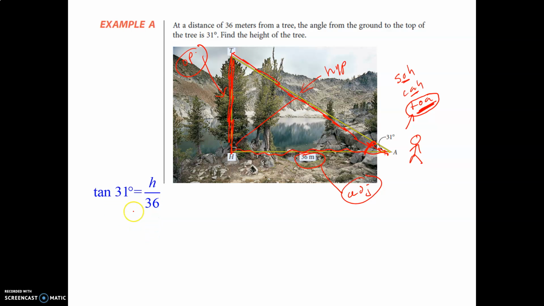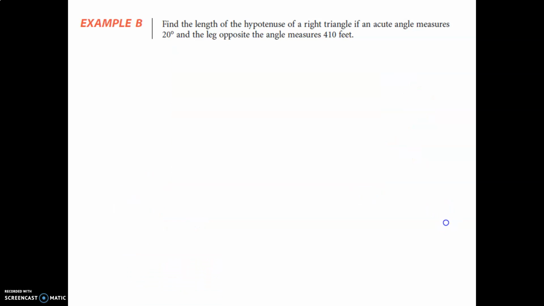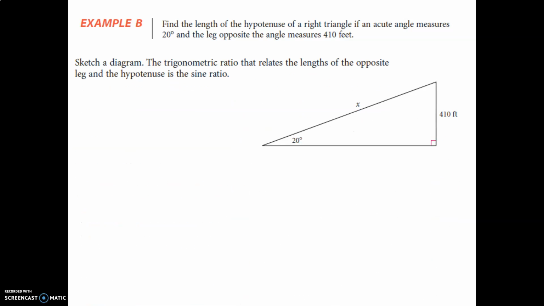So the tangent of 31 degrees is the opposite over the adjacent. The opposite is the height of that tree. I don't know that. The adjacent side is 36. Now if I put a 1 underneath there, I can cross multiply. H equals 36 times the tangent of 31, and I can put that right into my calculator, and it gives me 21.63.